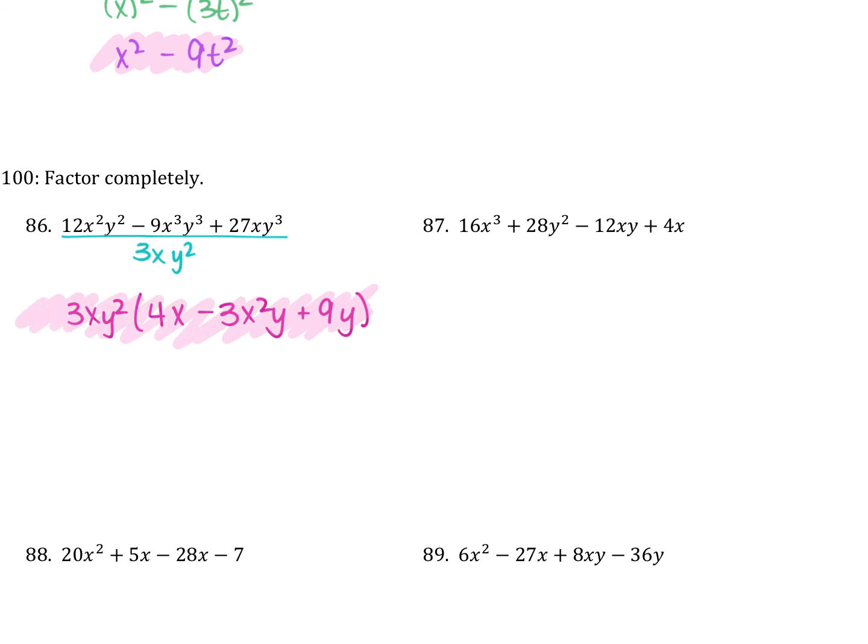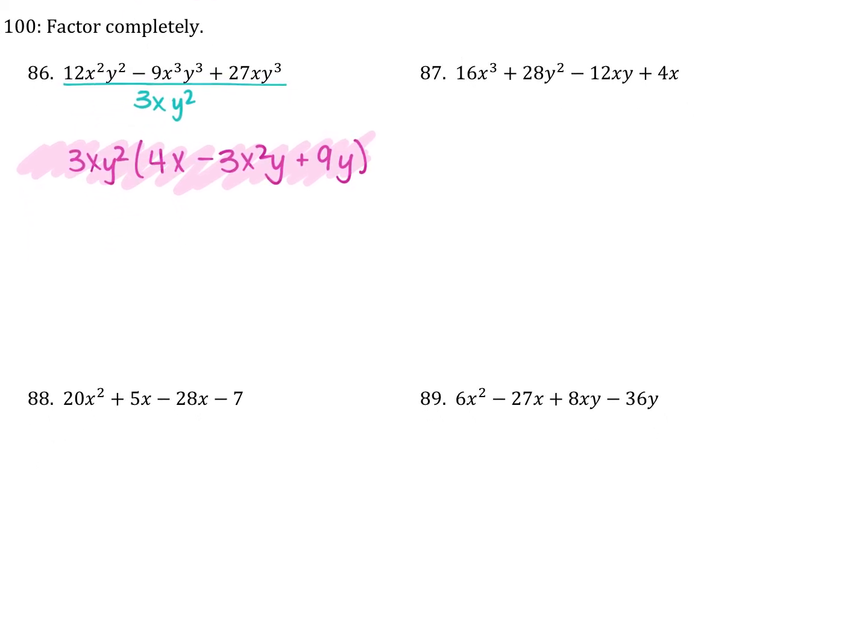For 87, you have 16x cubed plus 28y squared minus 12xy plus 4x. You have a greatest common factor out of all of these, which is 4. So we'll start by factoring out the 4. This is going to give you 4 times 4x cubed plus 7y squared minus 3xy plus 1x, or just x. From here, even if you tried to rearrange your terms, even though you have 4 terms, you cannot factor by grouping, so you leave this as your answer.